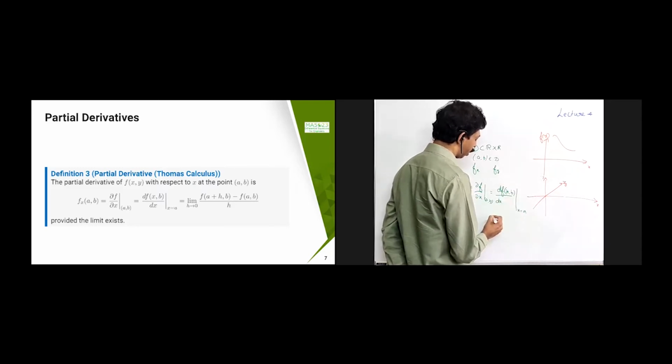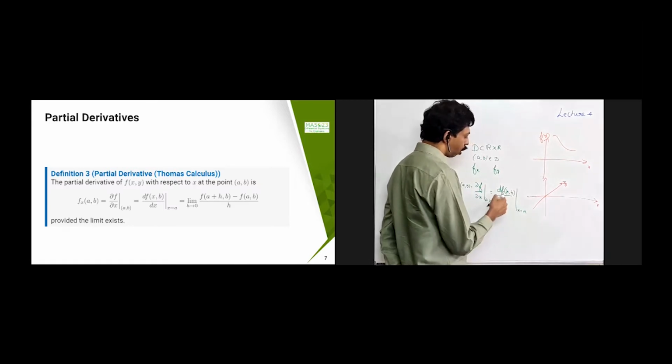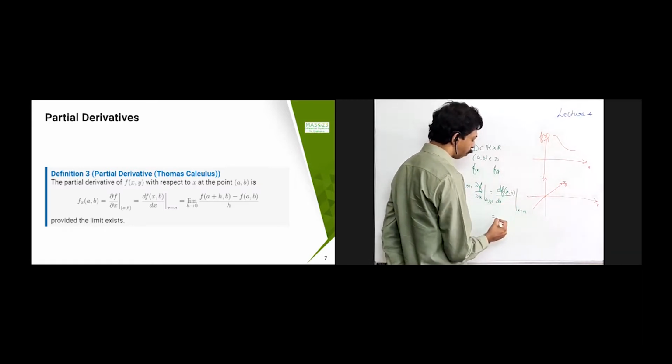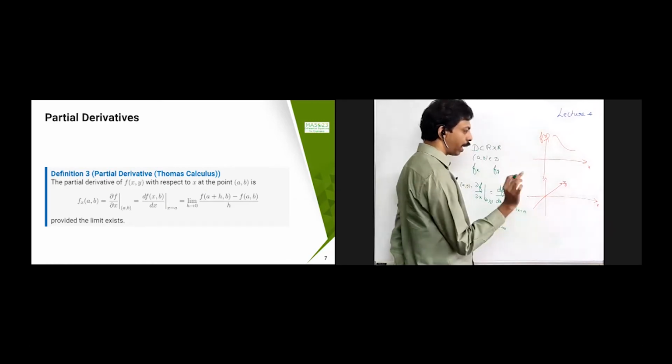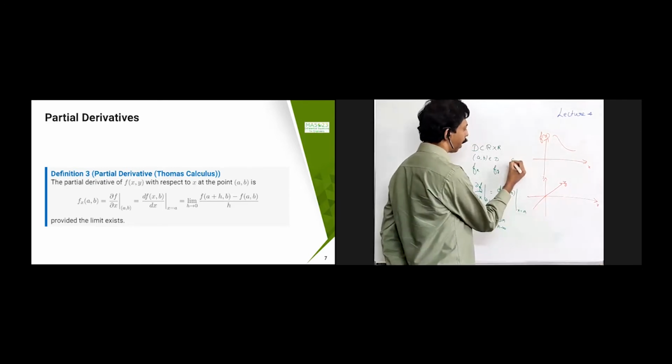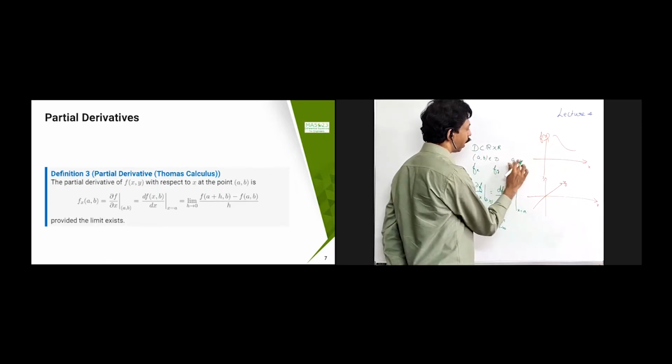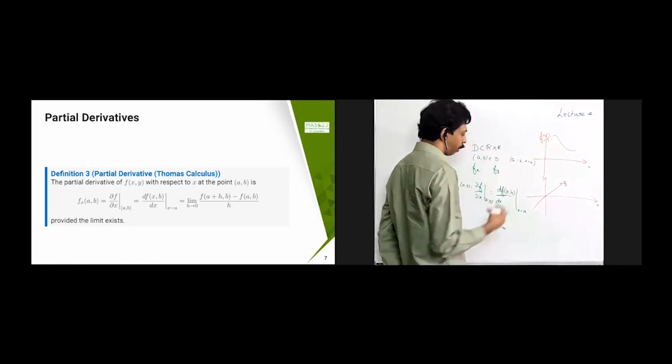What is the definition? We know I'm keeping b as constant, therefore I have to apply the limit as h tends to 0. I have to find a neighborhood nearby a, let's say from a minus h to a plus h, and then do the same kind of logic we did earlier.